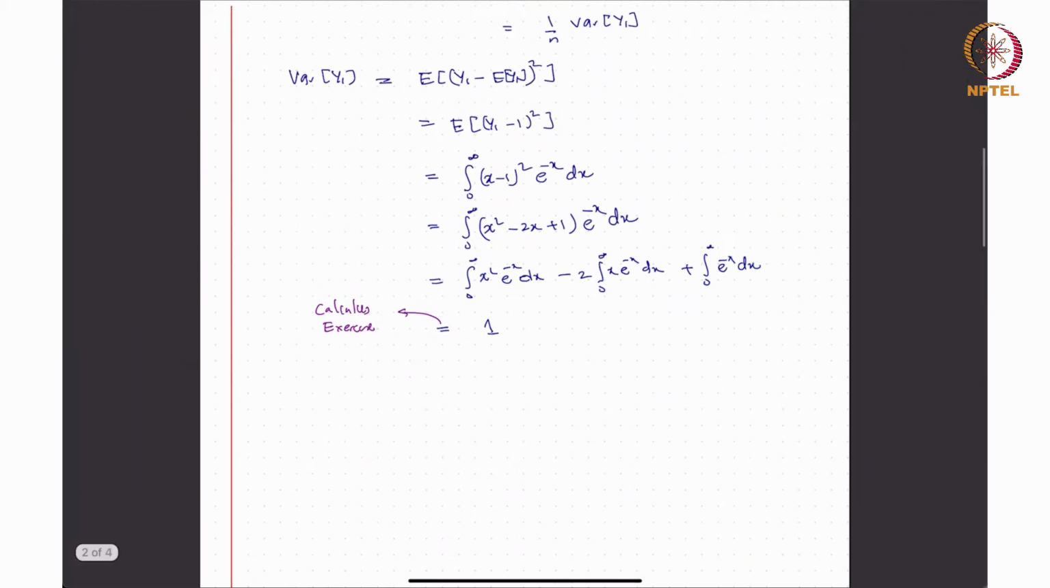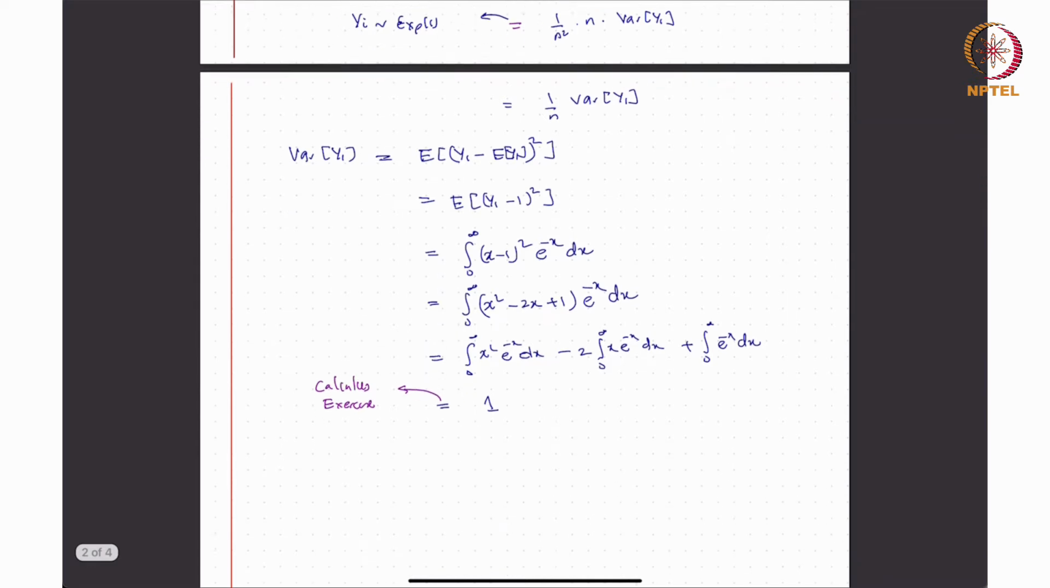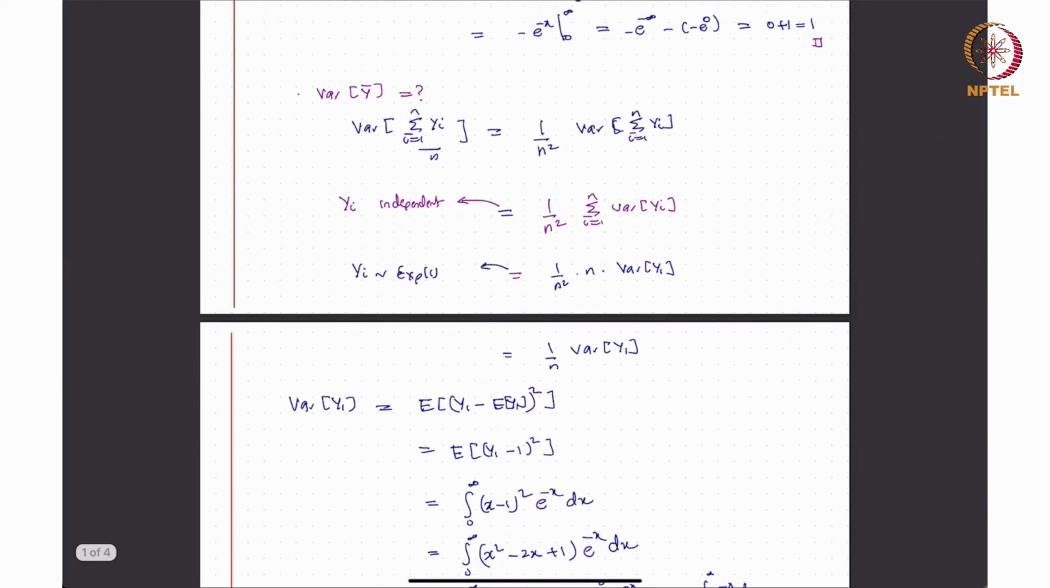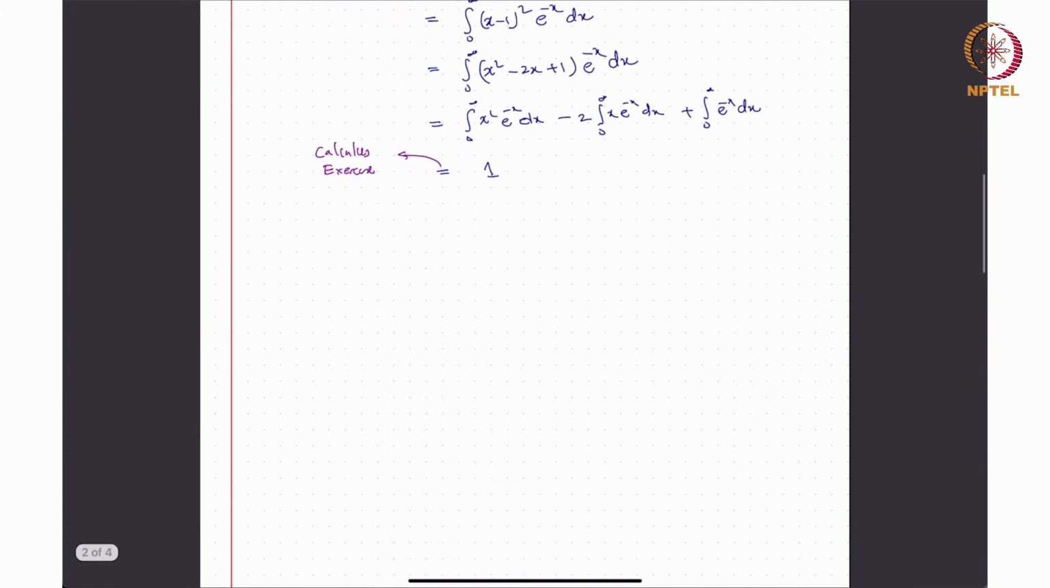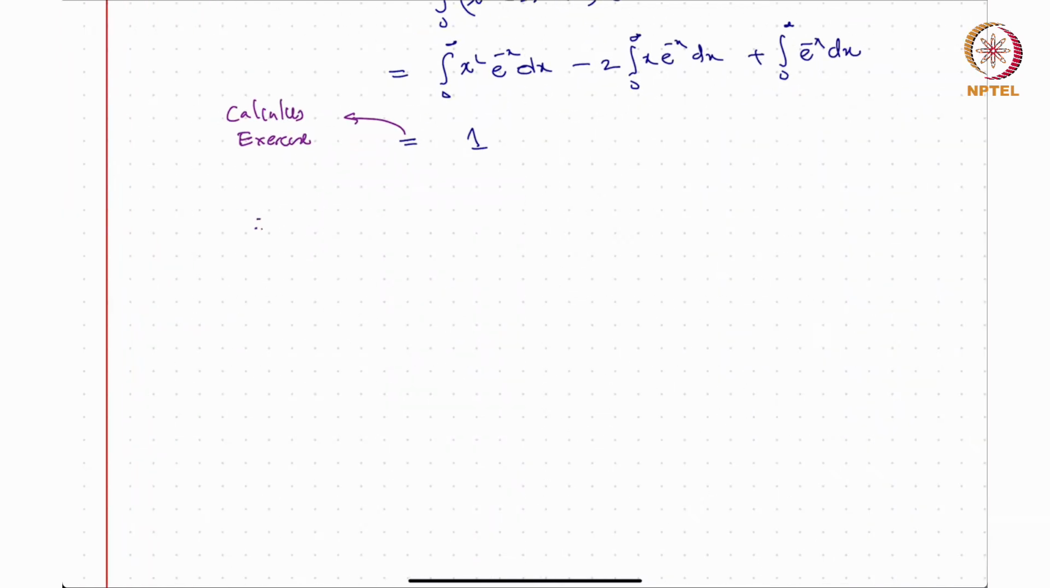So now the variance of y1 is also 1. That means the variance of y bar, as we started off, was equal to 1 over n times the variance of y1. So it will be 1 over n times 1. Therefore, the variance of y bar, the answer to the question, is 1 over n.